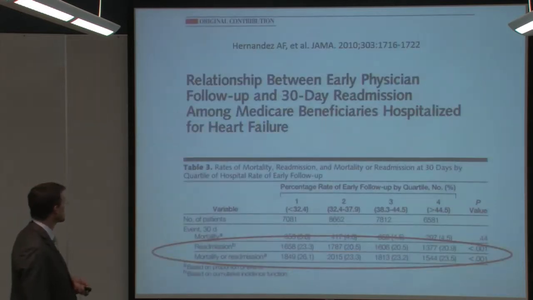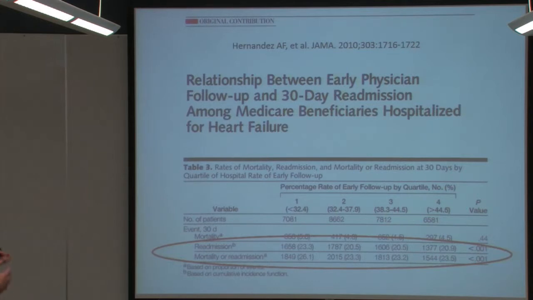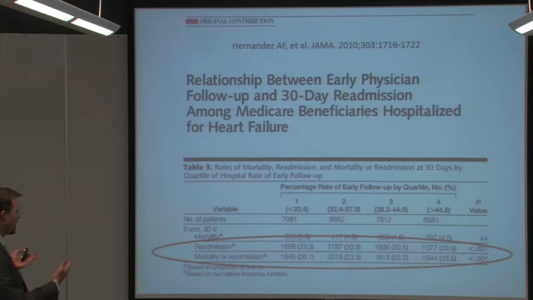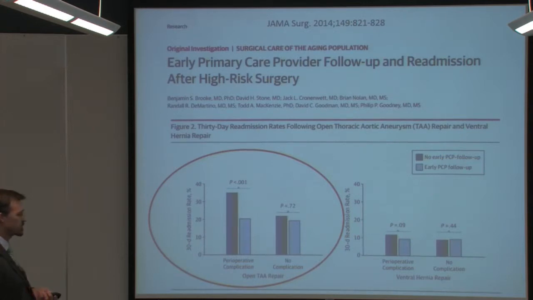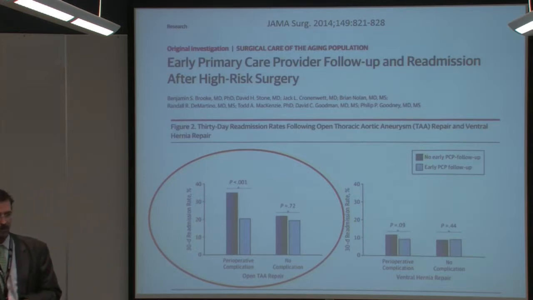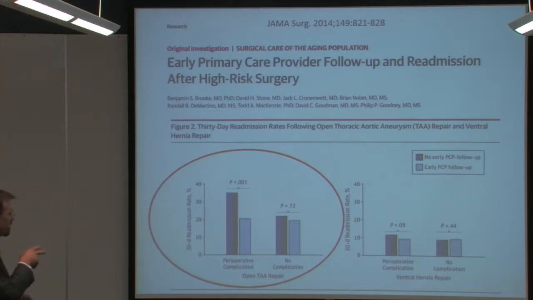So if we go back and look at the transitions of care interventions, there are two areas that I've recently looked at using Medicare claims. One is PCP follow-up, and the other is provider continuity of care. Early PCP follow-up was previously shown to be a very successful intervention in reducing readmission and mortality in patients with heart failure. This was a JAMA article published back in 2010. As you can see, patients who had early PCP follow-up had a much lower event rate for readmission or mortality.